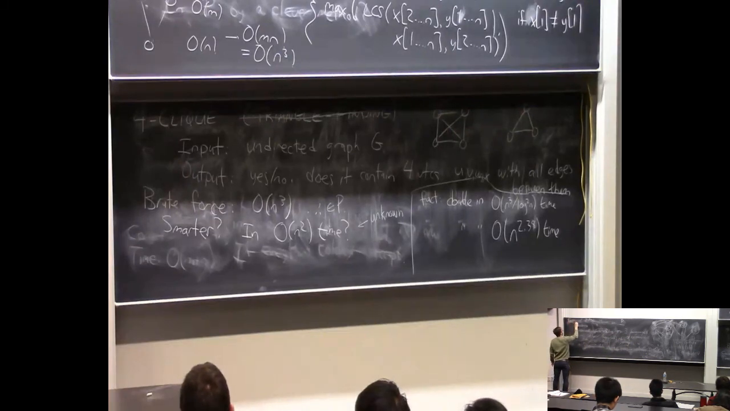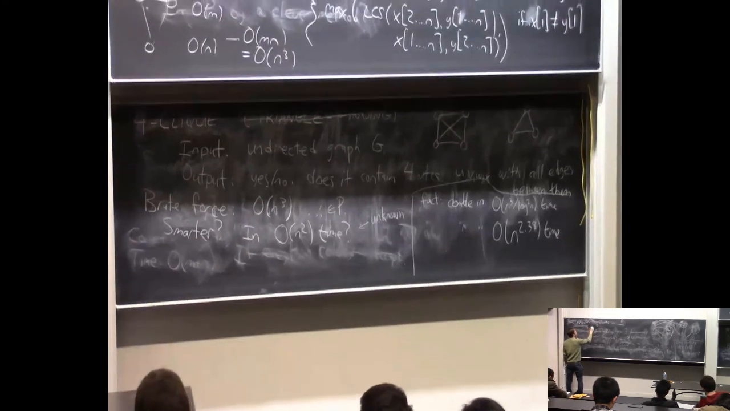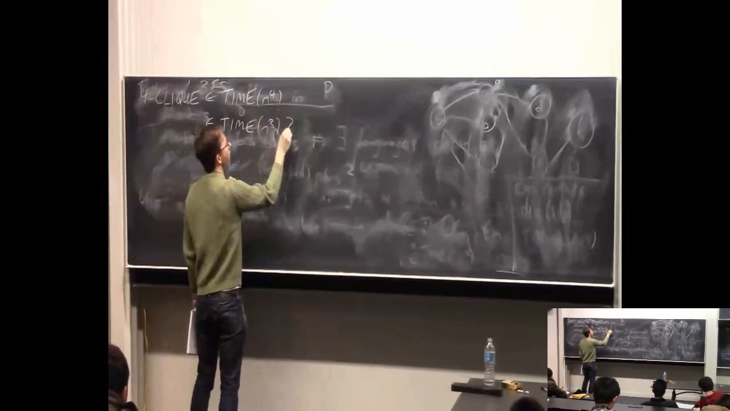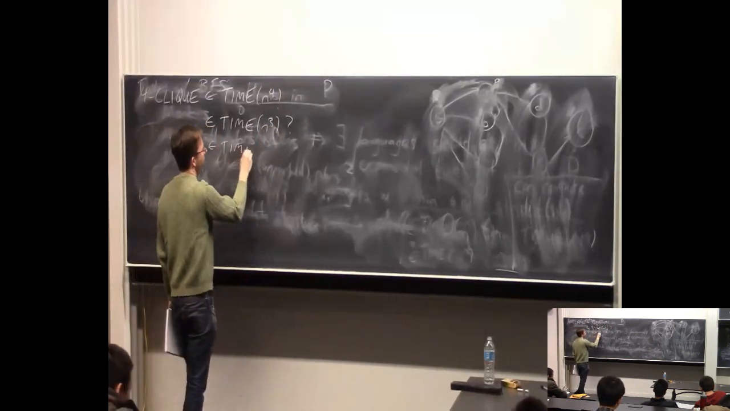So four-clique is in time n to the 4th. Is it in time n cubed? We don't know. Is it in time n squared? We don't know.